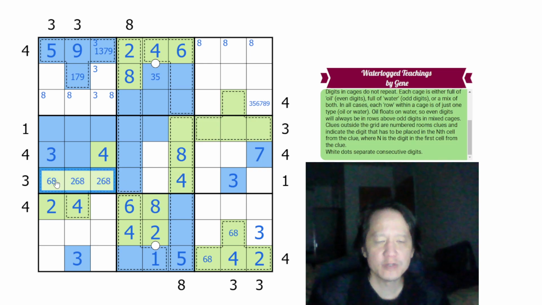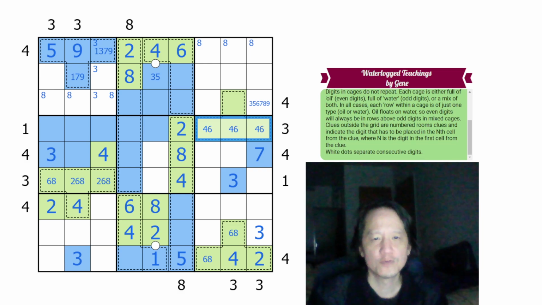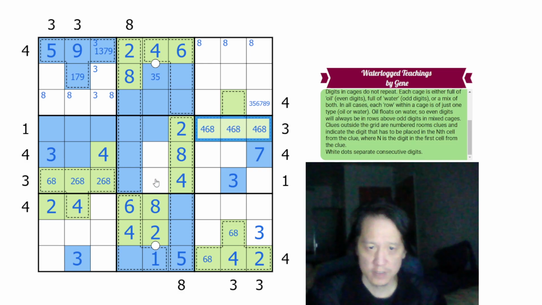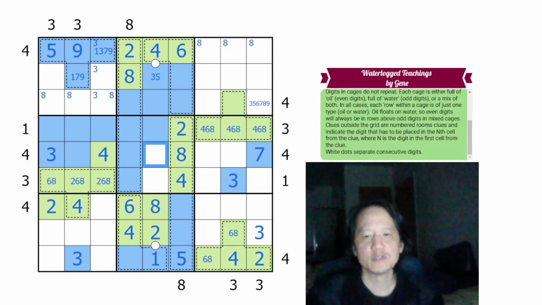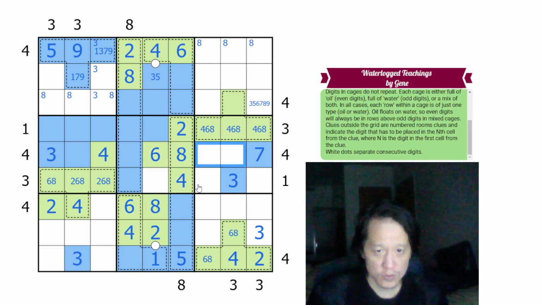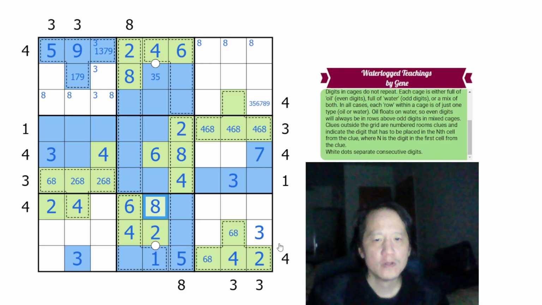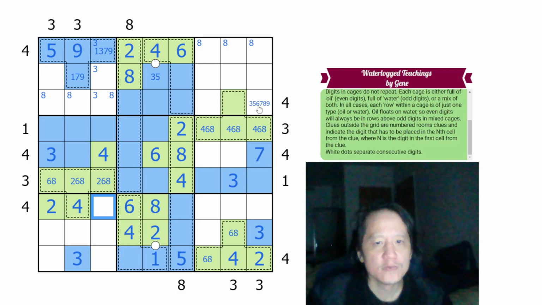Because this can't be 2, 6, or 8, so therefore this is 2, which makes this 4, 6, and 8. This can't be 6, so therefore this must be the 6, and it must be the even. The 2 is one of those. These are both odd. This is odd. This is odd. This can't be 3 anymore, and it can't be 5 or 6 because those are both odds. So it has to be one of 7, 8, or 9.